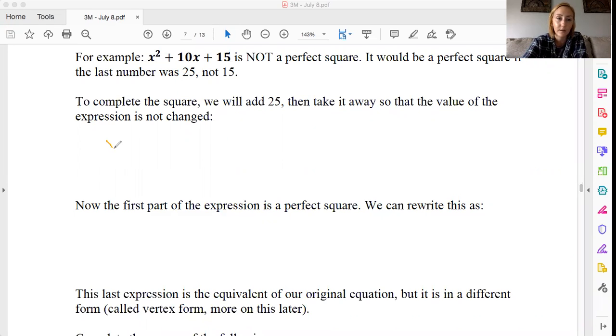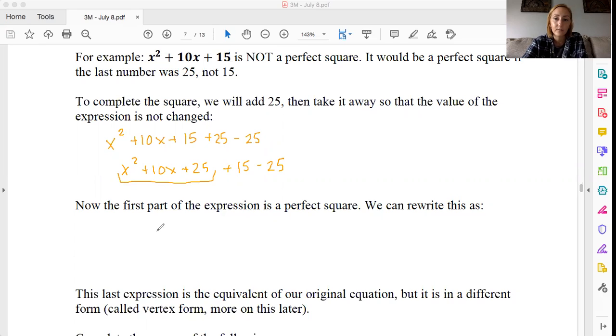So you're going to do x squared plus 10x plus 15. Then you're going to do plus 25 minus 25. That's our first step. Now, the first part of the expression is a perfect square. So you're going to move these guys. So this is going to stay here. So this part right here, that's a perfect square. And then we put our 15 and our minus 25 at the end. So that is perfect. That is what we want.